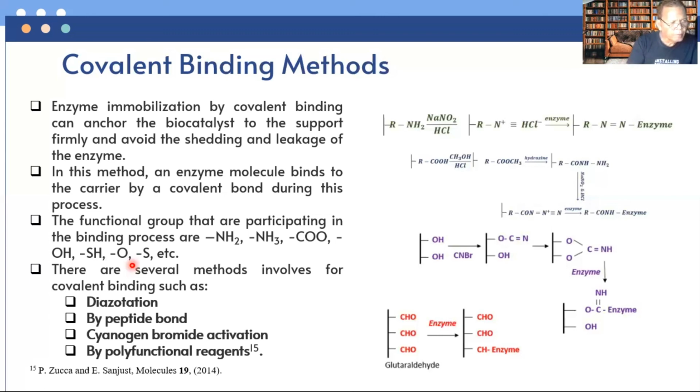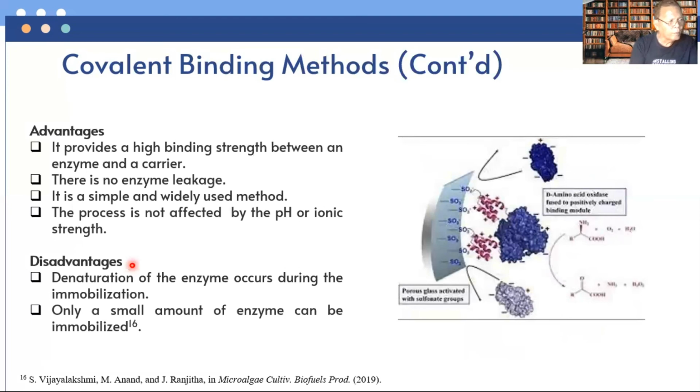Then the advantages of this covalent binding method, let's see. It provides a high binding strength between an enzyme and a carrier. There is no enzyme leakage. It is a simple and widely used method, and the process is not affected by the pH or ionic strength. And disadvantages of the covalent binding method, denaturation of the enzyme occurs during the immobilization, and only a small amount of enzyme can be immobilized.